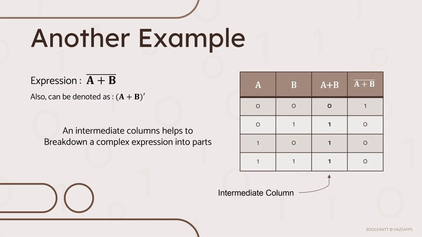Using an intermediate column, we can break down a complex expression into steps. You can use any number of intermediate columns to help your evaluation. Here, let's use a column for a or b. Then, we can just apply negation, the NOT gate to the result from a or b, to get the final answer.